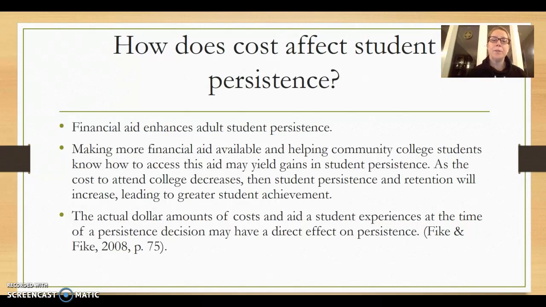So in my literature review, I looked at something called financial nexus theory. So what that shows is that as students experience a persistence decision regarding whether they're going to enroll in courses for another semester, how many courses they are going to register for, and what courses they're going to register for, many times the decision is impacted by cost and dollar amounts and the amount of financial aid a student may or may not have and how much it's going to cost for the next semester.